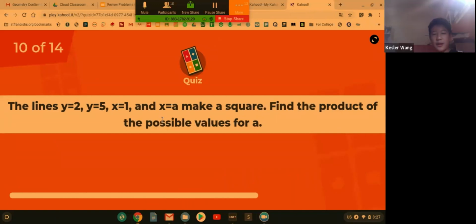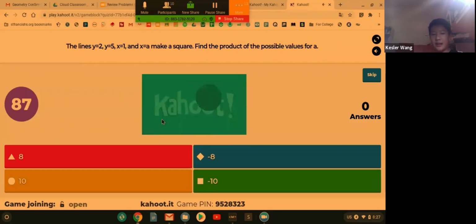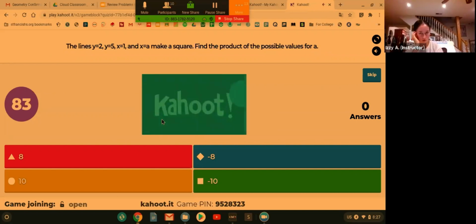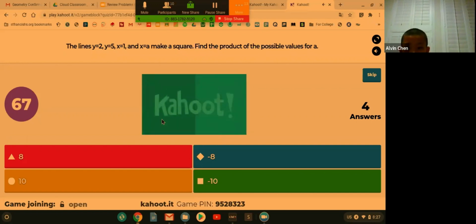The lines y equals 2, y equals 5, x equals 1, and x equals a make a square. Find the product of the 2 possible values of a. Okay, there are multiple possible values for a.